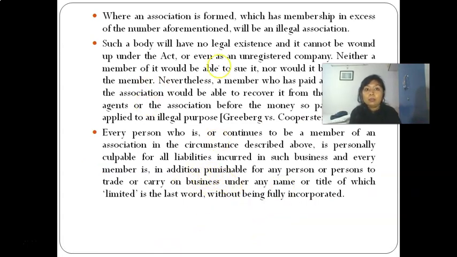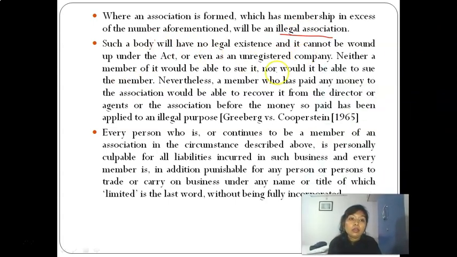And such an association will be called an illegal association, and such a body will have no legal existence and cannot be wound up under the Act or even as an unregistered company, and neither could the members sue it nor could it sue the members. Meaning anyone who is a victim of that particular illegal association can directly sue the members of that association and not the company.